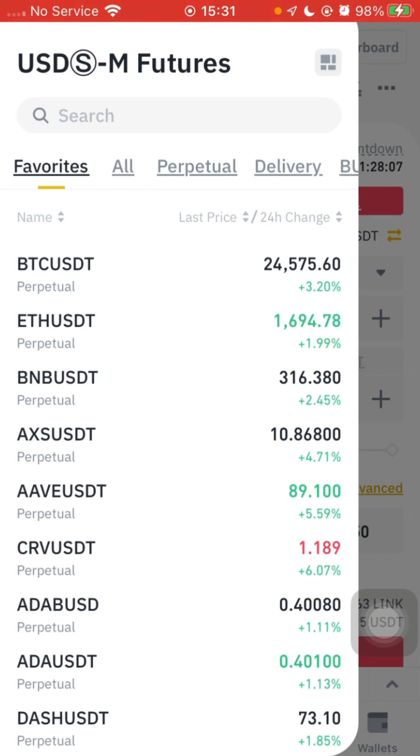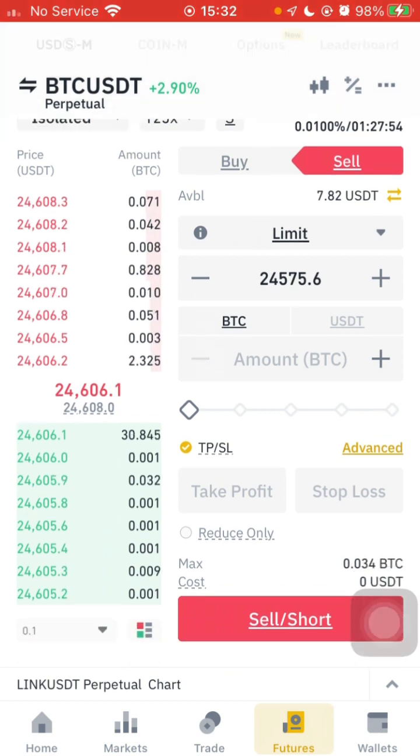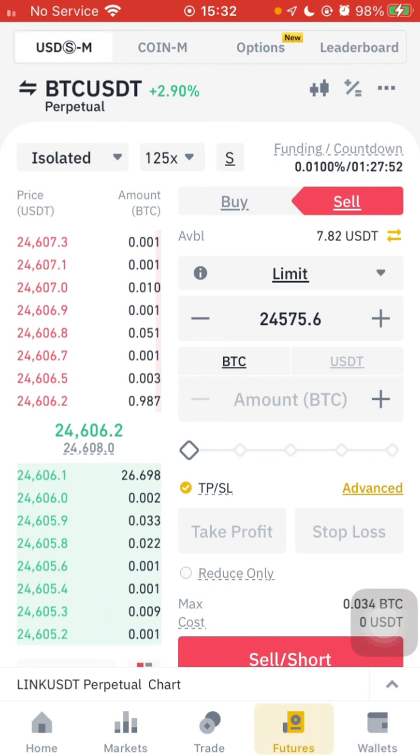Now I'll be using BTC as a case study. As you can see, now the price of BTC is at 24,606. So now this is my Binance, and on this part of the screen you can see a place where you see the available balance at 7.82. You will see limits.